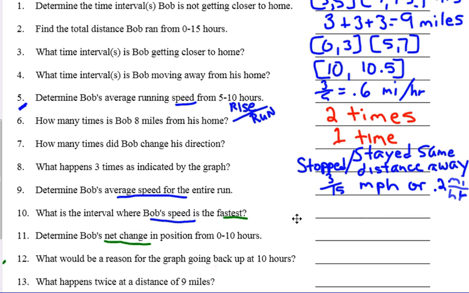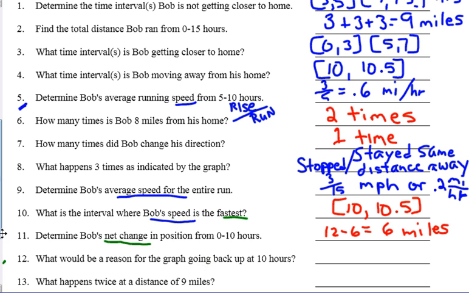What is the interval where Bob's speed is the fastest? 10 to 10.5. That's where the steepest slope is. Determine Bob's net change in position from 0 to 10. From 0 to 10, you should have taken 12 minus 6, which is 6.